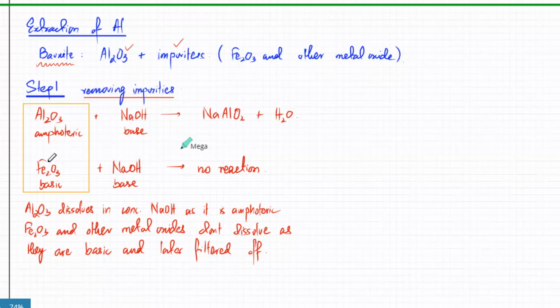So if they're not going to dissolve, the solid Fe2O3 will be filtered off. And that's how you get pure Al2O3. And that's how the other metal oxides are removed. So that's the first step, followed by the second step now.